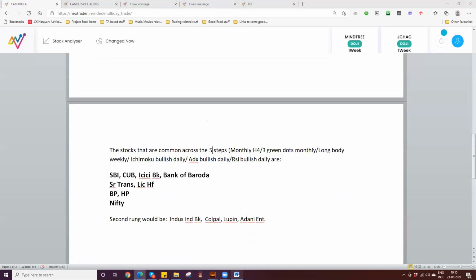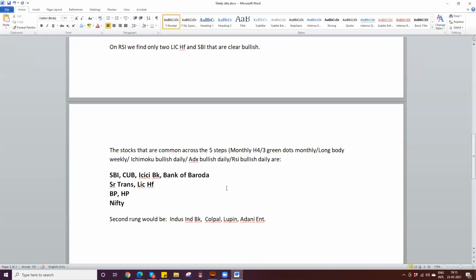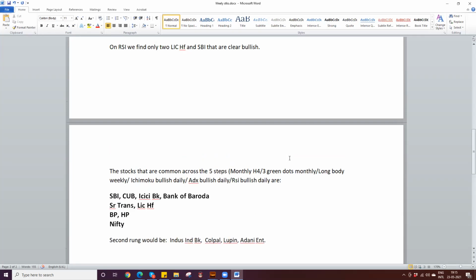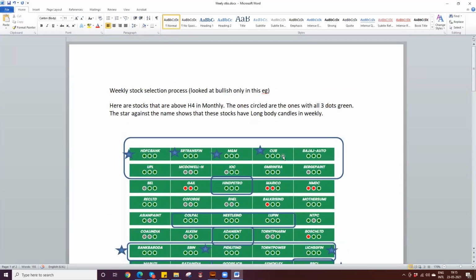So this is how we get to what we want to trade or what we want to look at in the coming week. I trust everybody is clear. This is the document that has been sent to you. Please read the earlier document, how to do weekly analysis. Please look at the relevant pages of NeoTrader. And we will have more such videos in the future.